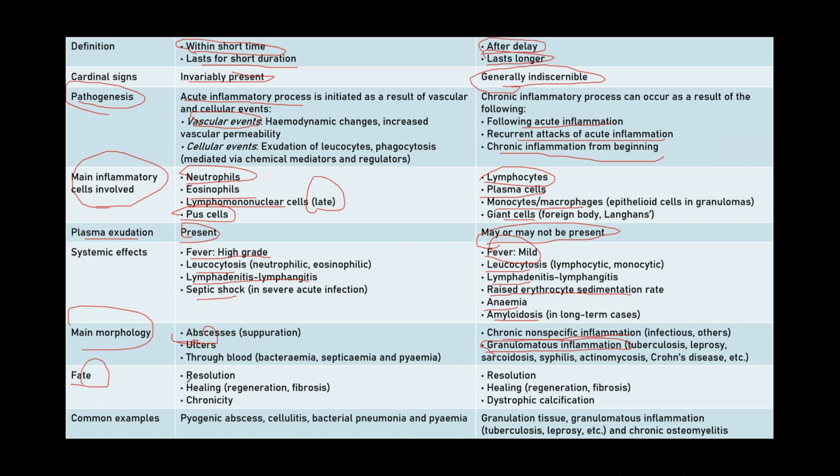What about the fate? Acute inflammation may lead to resolution with return to normal function, healing by regeneration and fibrosis, or chronicity. In chronic inflammation there may also be resolution, healing, or dystrophic calcification. As examples, acute infection includes pyogenic abscess, cellulitis, bacterial pneumonia and pyemia. In chronic, there is granulation tissue and granulomatous inflammation, as in tuberculosis. So this is about the major differences between acute inflammation and chronic inflammation.